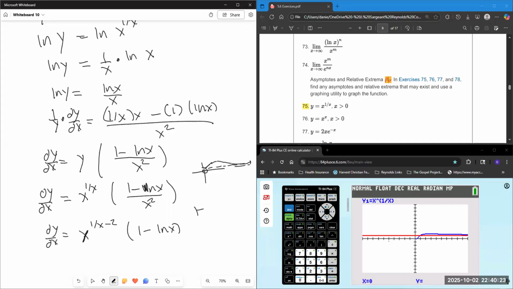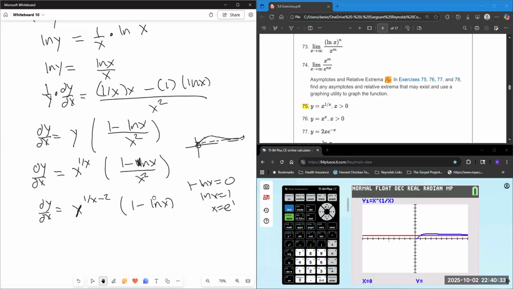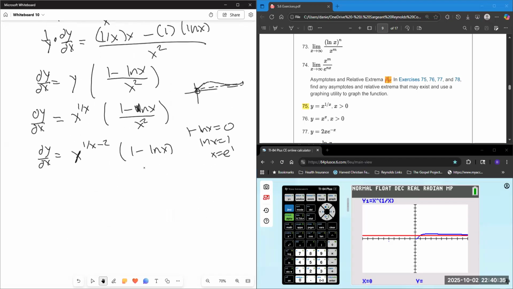So let's look at what 1 minus ln of x equals 0 does. Then ln of x is equal to 1. X is equal to e to the first. I could try to use my second derivative test here for extrema. Now that I have this critical number, I could find the second derivative and plug it in. But that's just too nasty to try and find the second derivative of this. So I'm just going to use my first derivative test here and say that I'm starting at 0. And then I have a critical number here of e to the first.